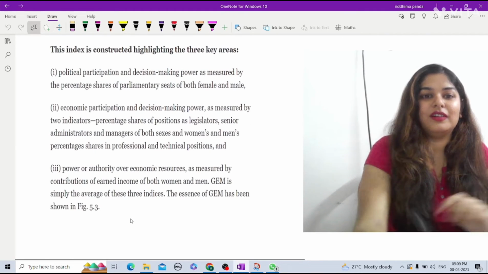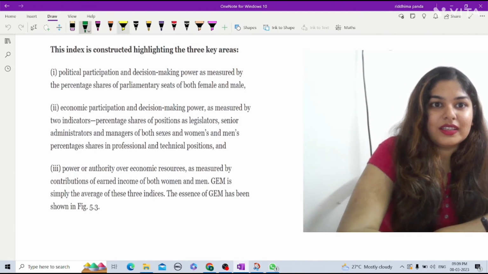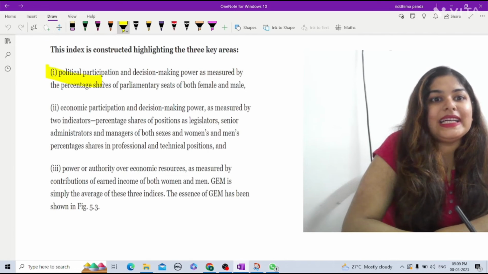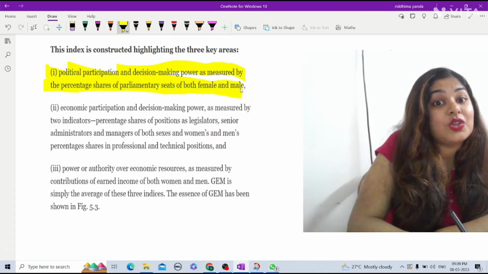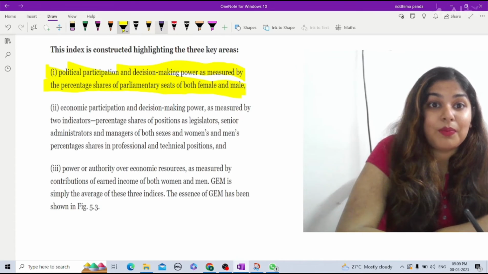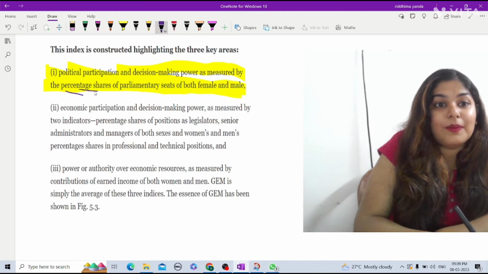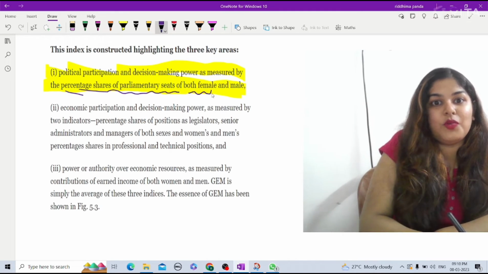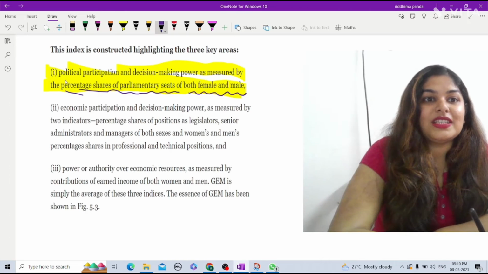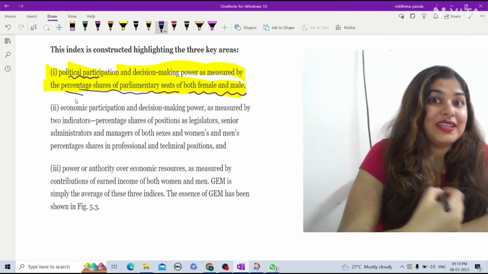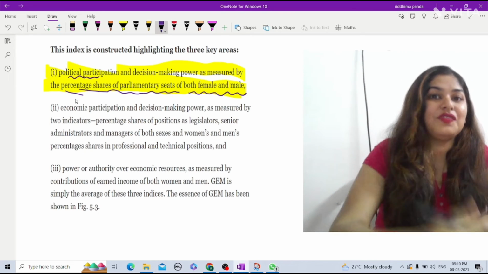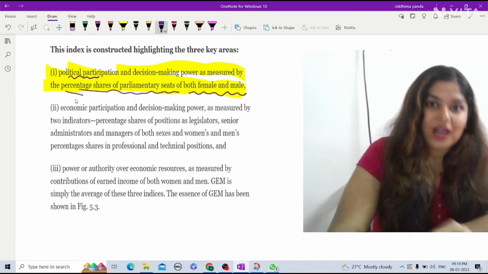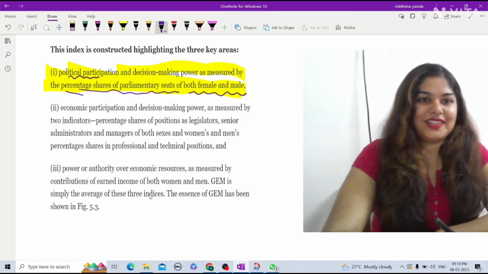The first one is political participation and decision making power, as measured by the percentage share of parliamentary seats of both male and female. So the first one is about the percentage share of parliamentary seats of both male and female, right? So this is political participation, whether equal opportunity to participate in politics is given or not. That is why here we divide the number of seats, right? There are quotas for women candidates in politics also, right?